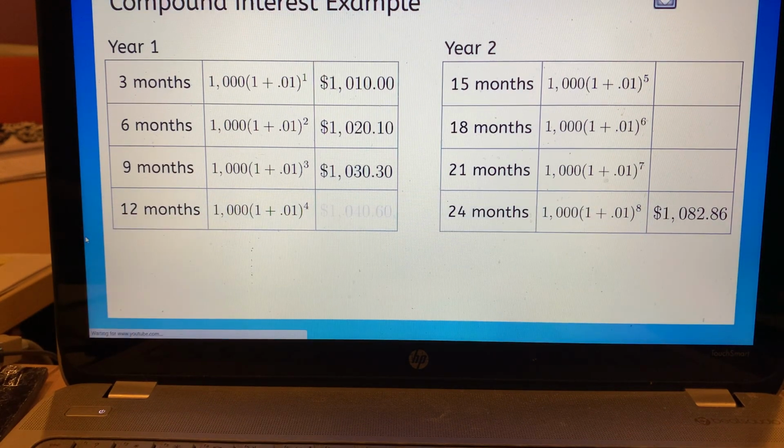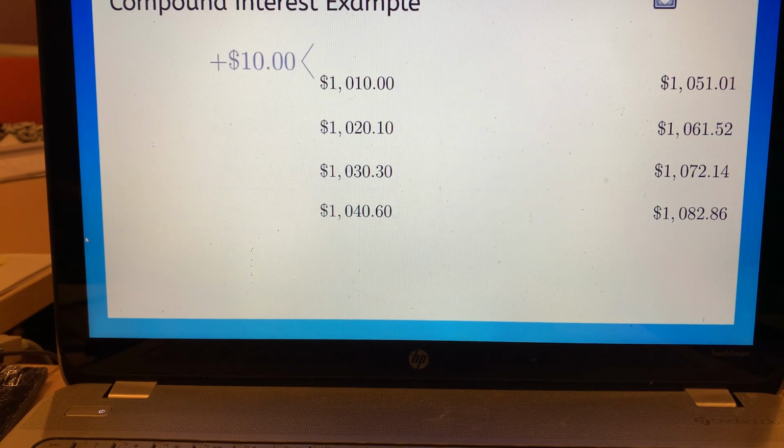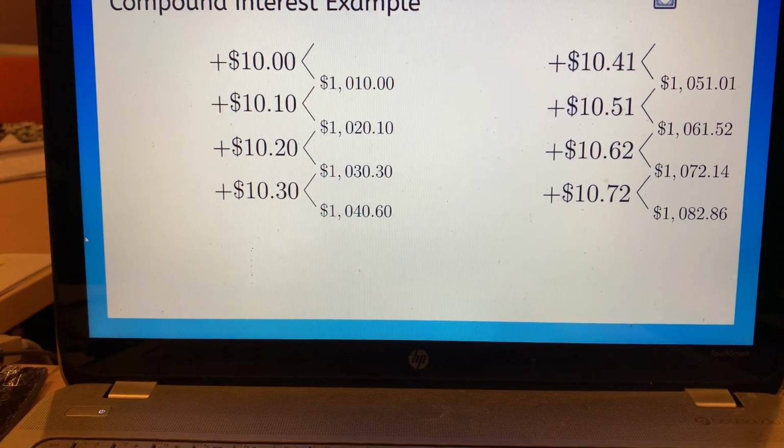As the compounding periods continue, the value of the account continues to grow. Did you notice anything about how quickly it grows? Each time interest accrued, it was bigger than the last. This is why compound interest is so cool. It grows faster the longer you let it accrue.